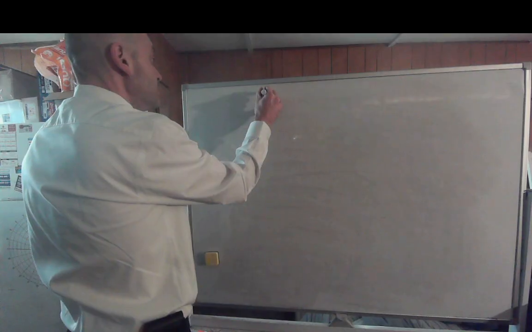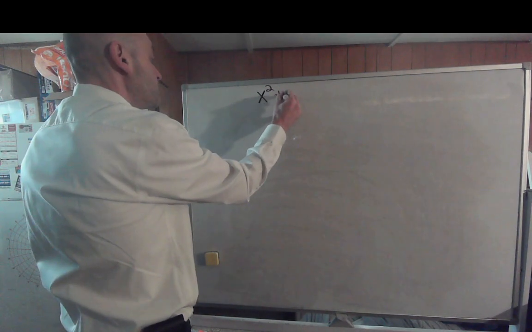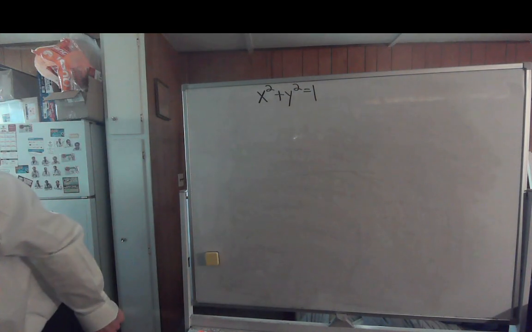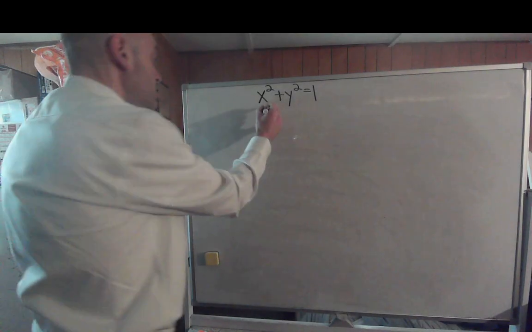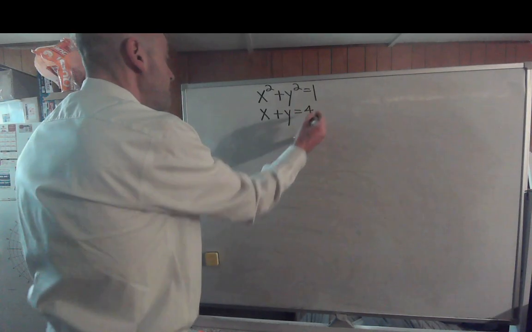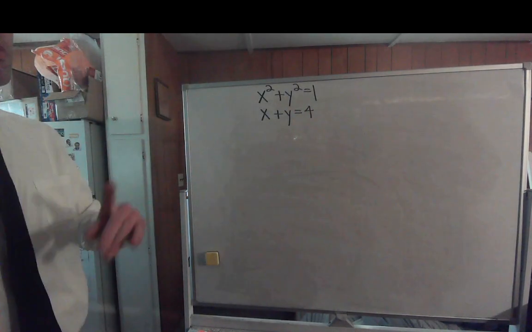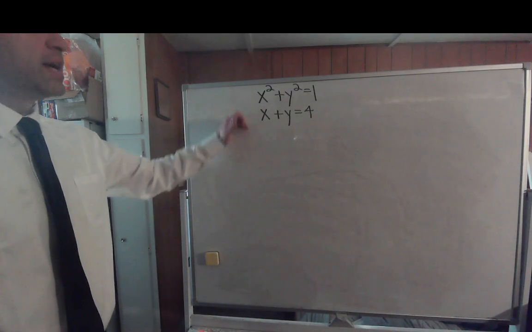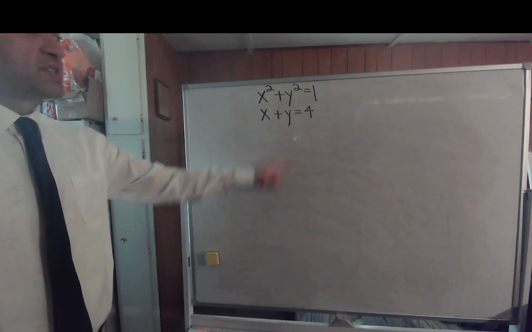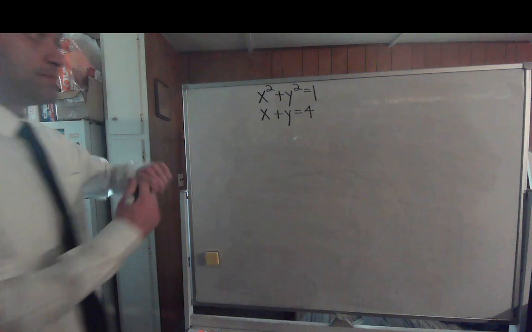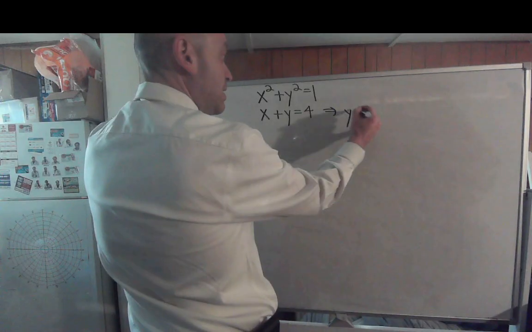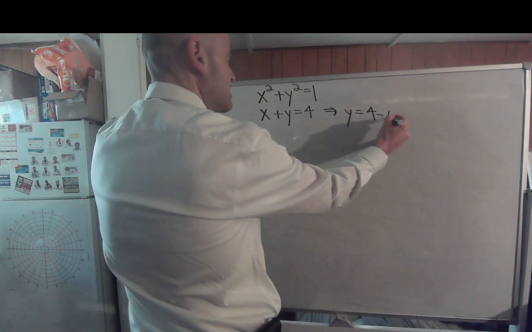All right, let's see. We have x squared plus y squared equals 1. We have x plus y equals 4. So again, we're going to figure out where another circle and another line intersect, if they do at all. I'm going to say we pick the second equation and substitute for y. So that can be done as y equals 4 minus x.